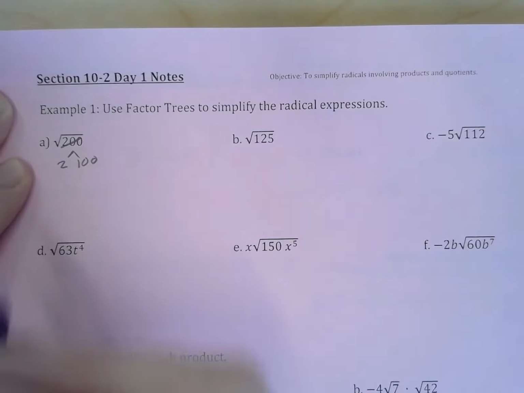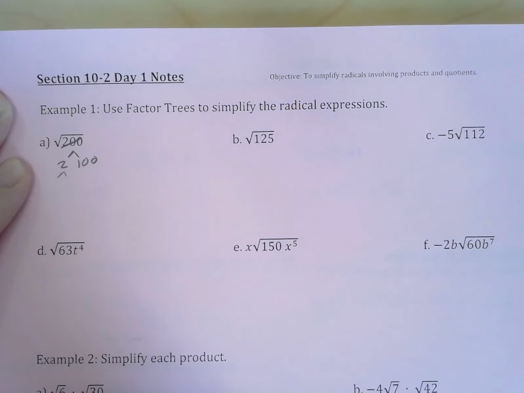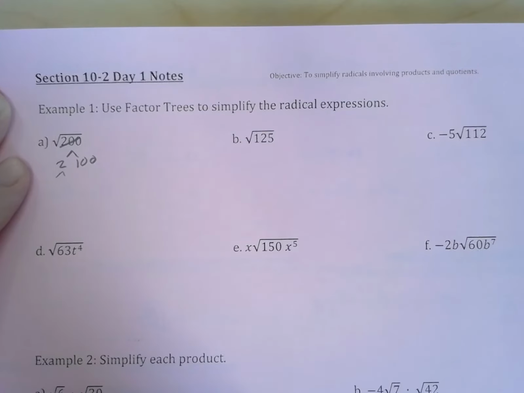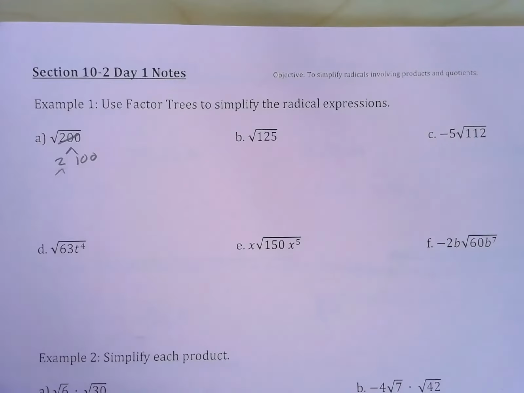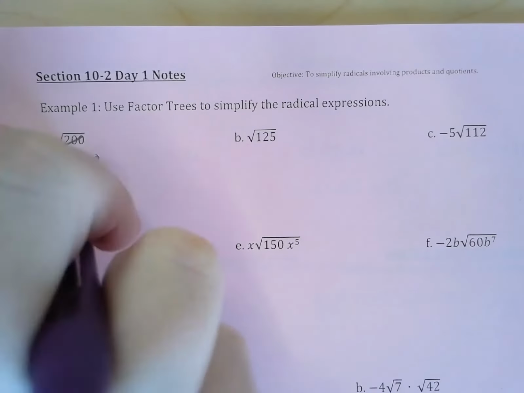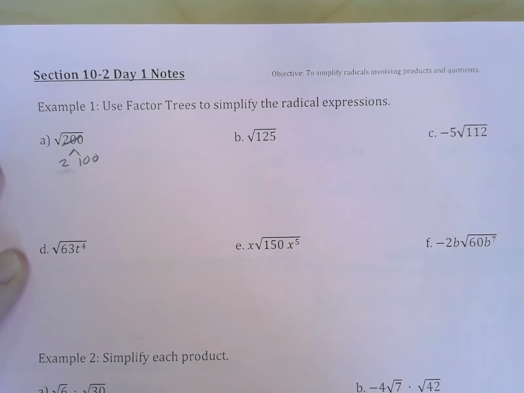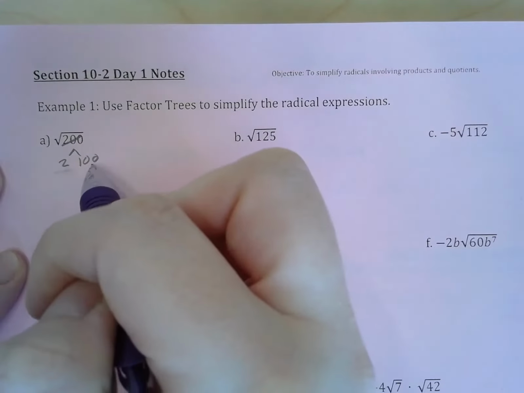Then I try and break down 2. What goes into 2? Now I can do 1 and 2, but 1 for this case doesn't really count. So nothing else will go into 2. So that's what I call a prime factor. So I'm going to stop whenever I have prime factors. The next one that I need to break down is 100.